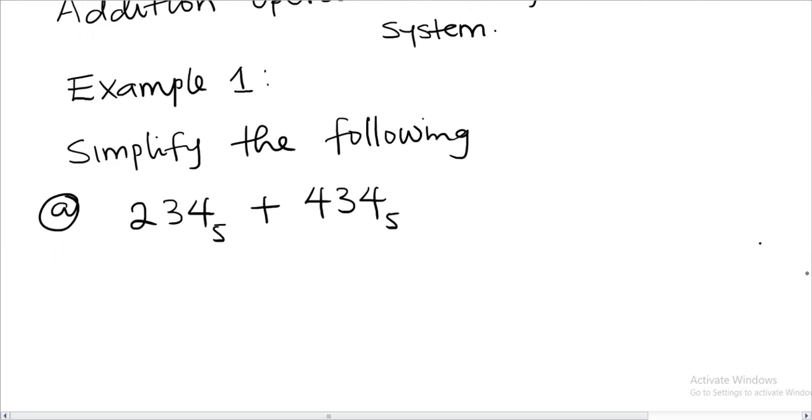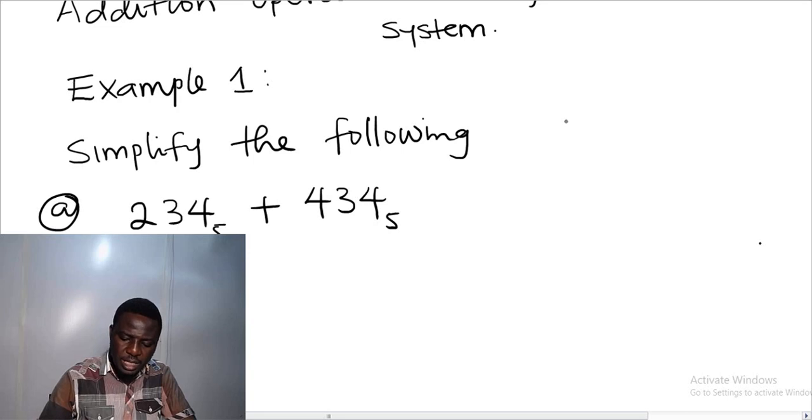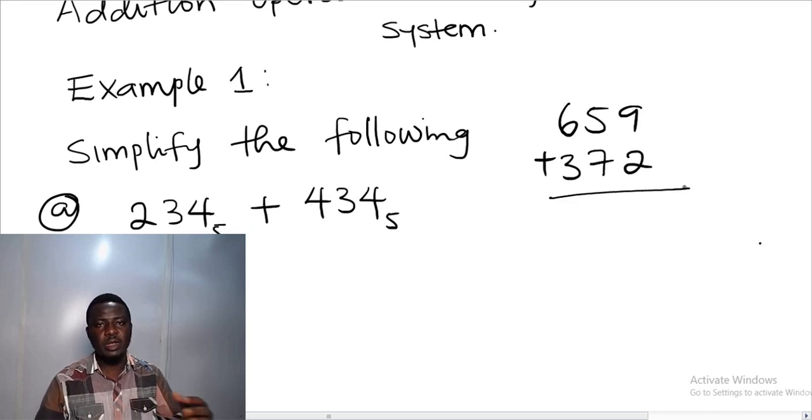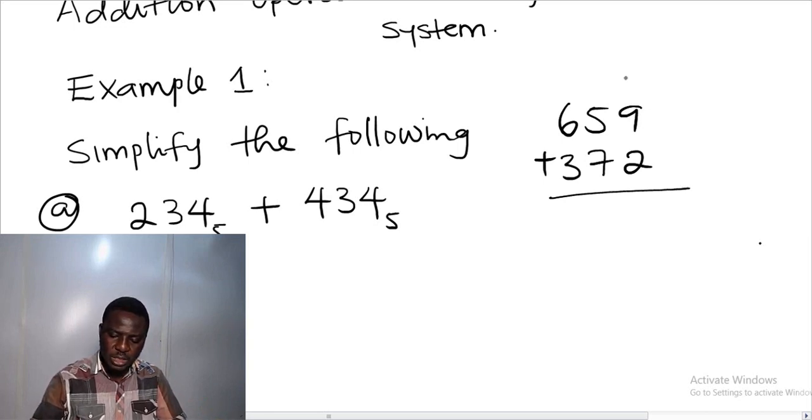let's have a recap on base 10. Let's remind ourselves of addition of numbers in base 10. Remember that if you have numbers like 659 to be added to 372 in base 10, or in the normal addition that we know, we always start from the units section.